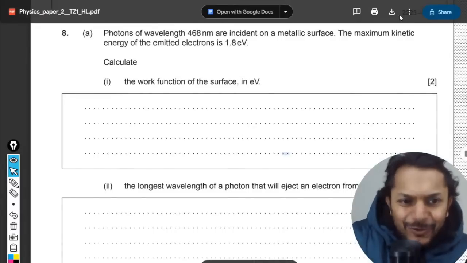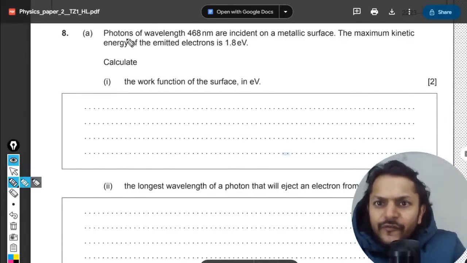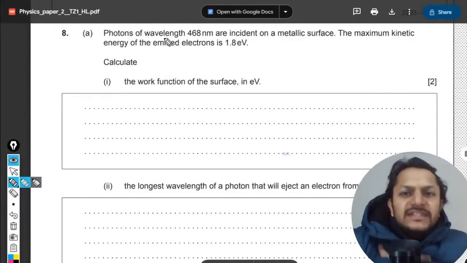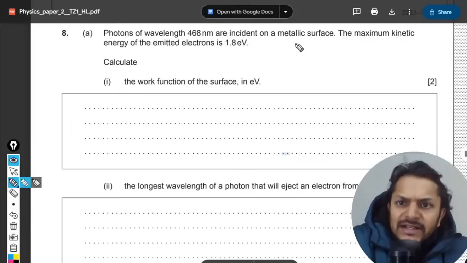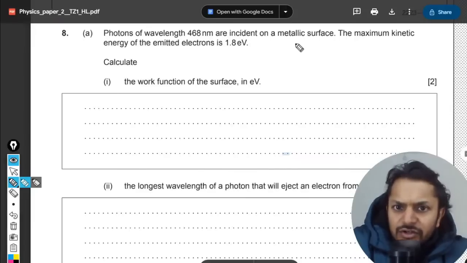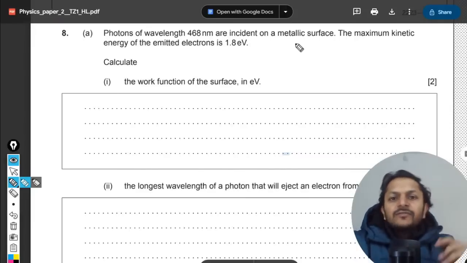Okay, dear student, let us see what is there in this question. Photons of wavelength 468 nanometer are incident on a metallic surface. The maximum kinetic energy of the emitted electron is 1.8 electron volt. Calculate the work function of the surface in eV. So we have to find the work function.